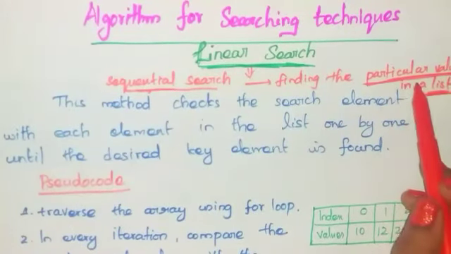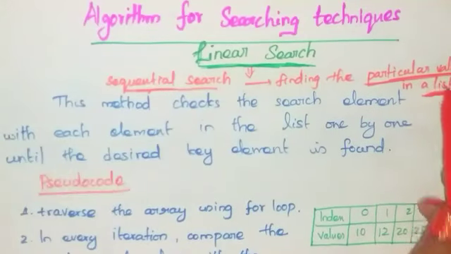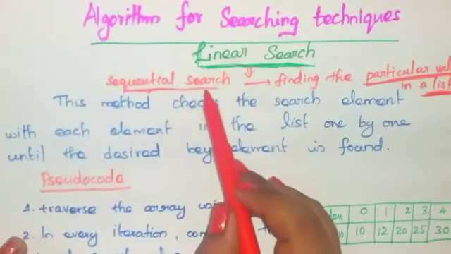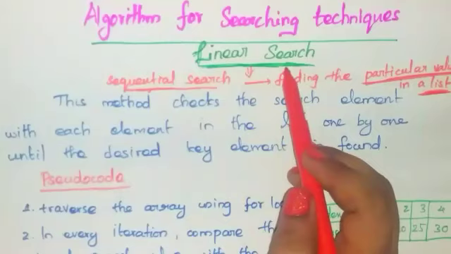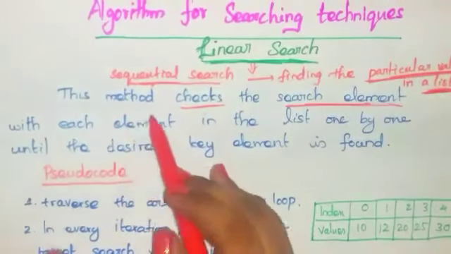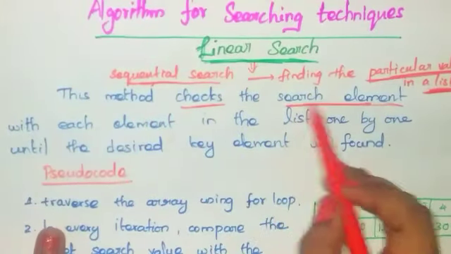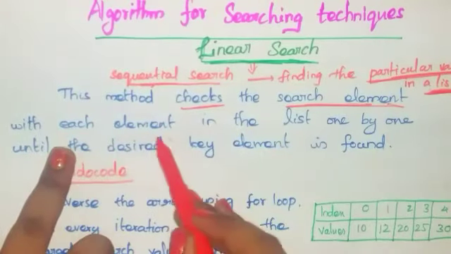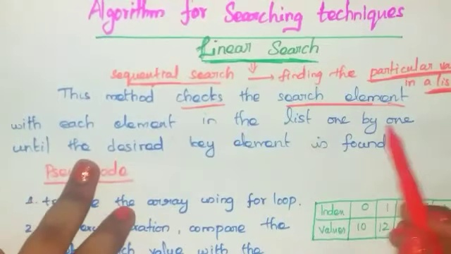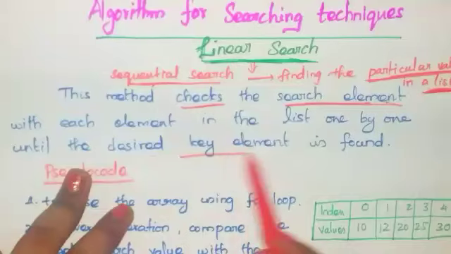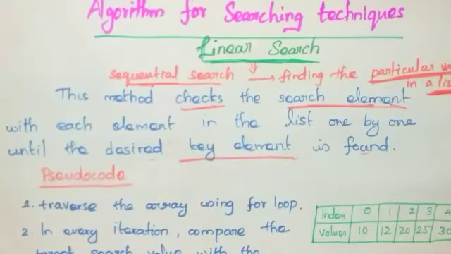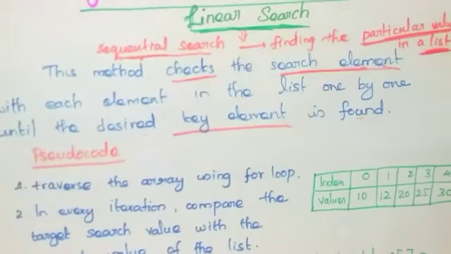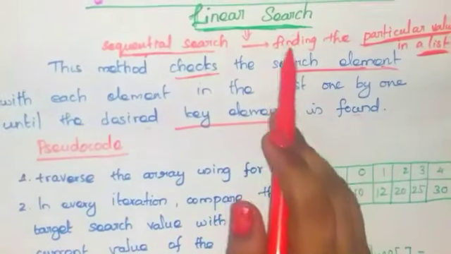So if you want to search a particular value in a list in a sequential way, you can use this linear search technique. This method checks the search element with each element in the list one by one until the desired key element is found. So let us see one example, then you will clearly understand linear search.